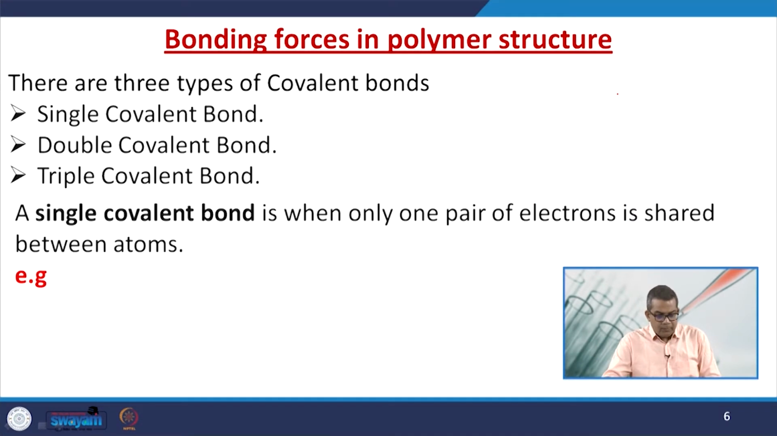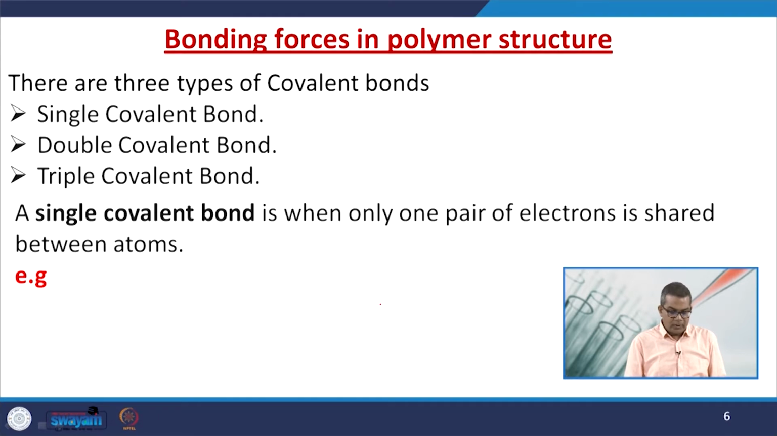Now, when we talk about covalent bonds, these are characterized in three different aspects. One is the single covalent bond, second is the double covalent bond, and third is the triple covalent bond. A single covalent bond is when only one pair of electrons is shared between the atoms.